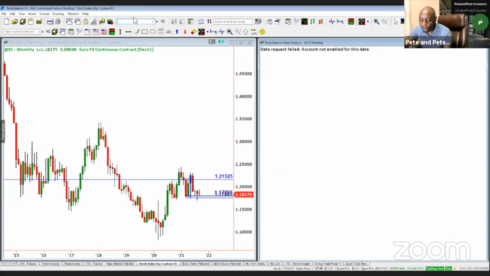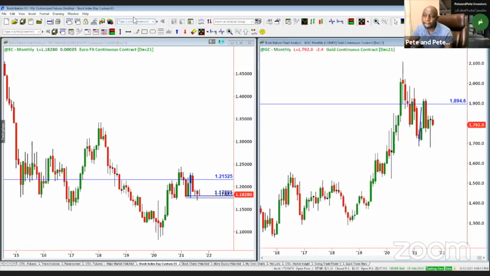All right, so let's do at Canadian dollar, or we can even do at GC. Let's do that one. Yep. So we are comparing euro and we are comparing gold. So you can easily look at, is there an inverse correlation? Are they going in lockstep with each other or not?